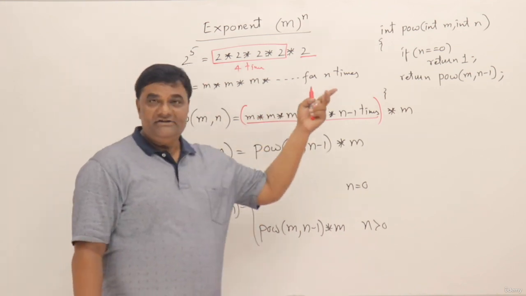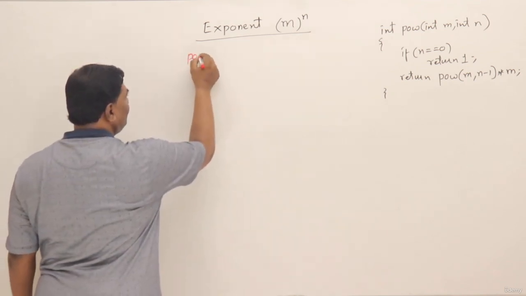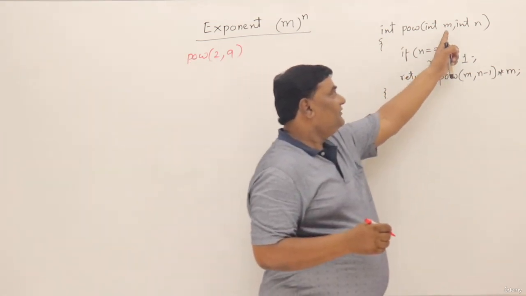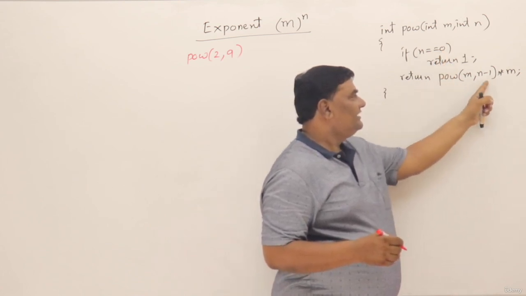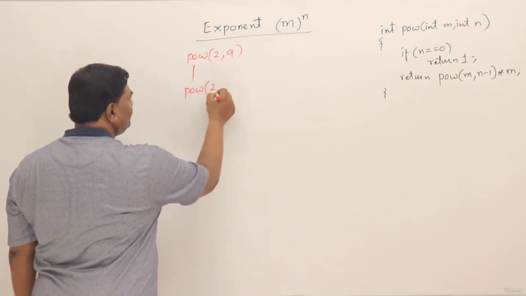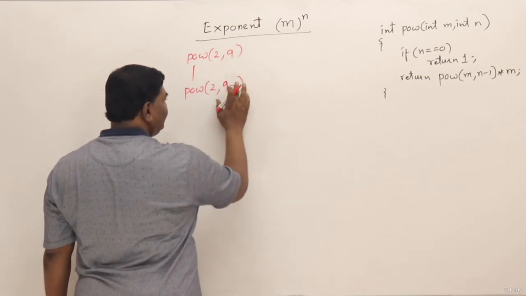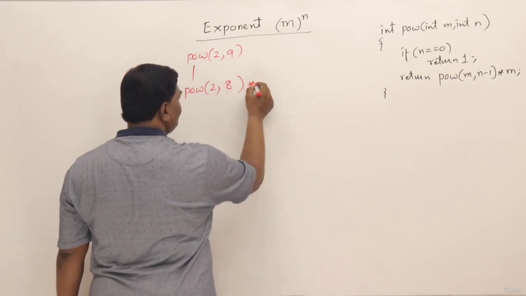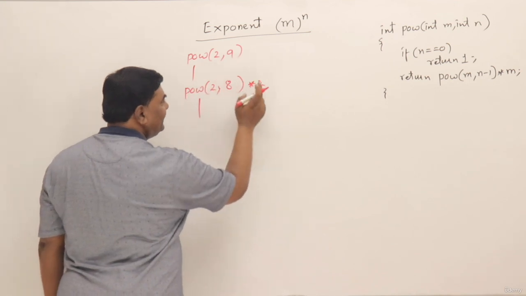I will take one example and show you how it works. Let us trace this for power of 2 raised to 9. So m value is 2 and n value is 9. 9 is not equal to 0, so it should perform this operation: power of 2 comma n minus 1, that is 9 minus 1, that is 8. I will rewrite it as 8 multiplied by m, and m is 2. Now this call has to be finished, and only then will the multiplication be done.